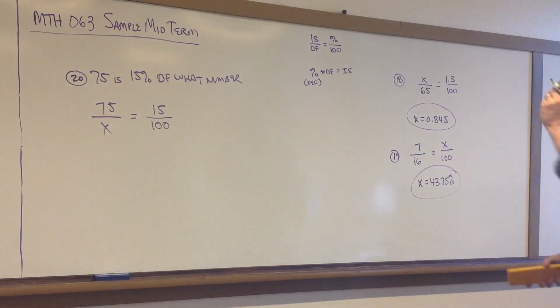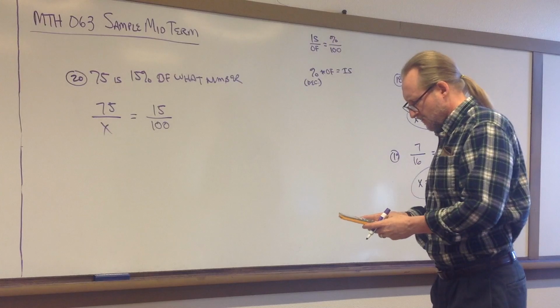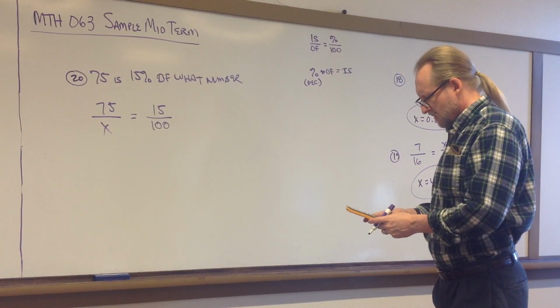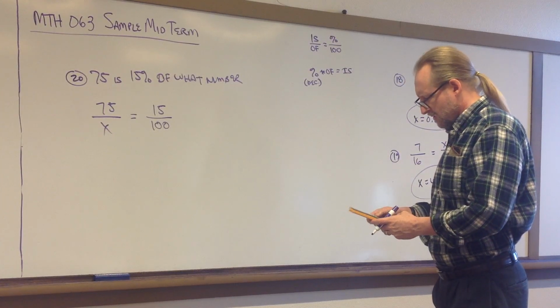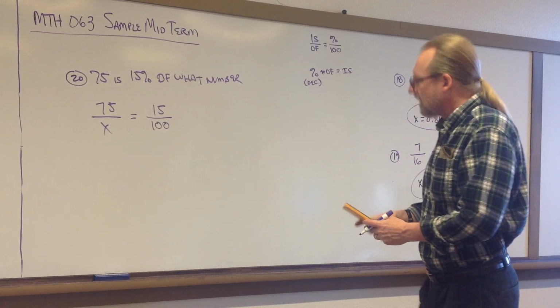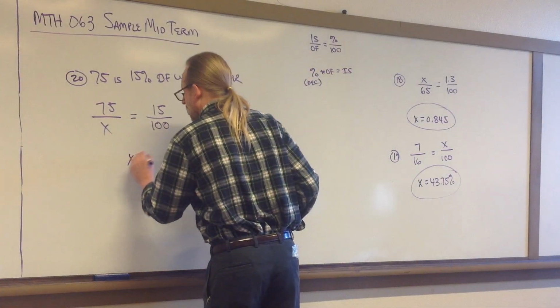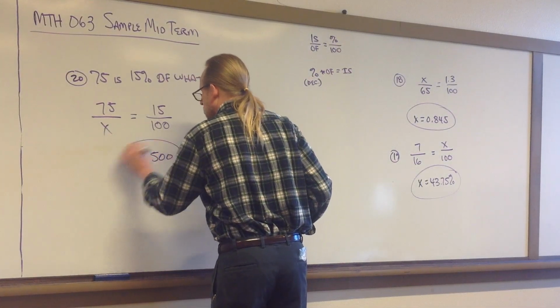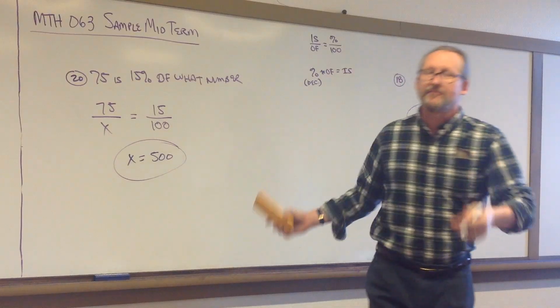So, to find this, we do 75 times 100, and then divide it by 15, and x equals 500. So that says 75 is 15% of 500.